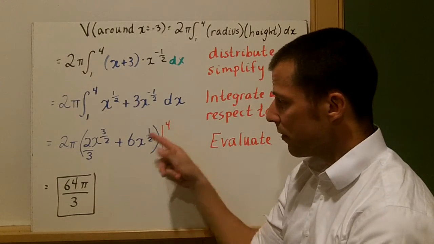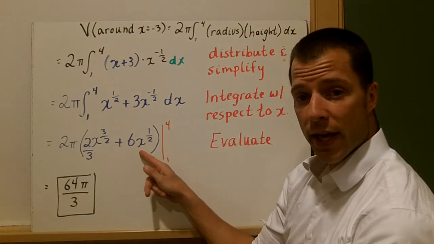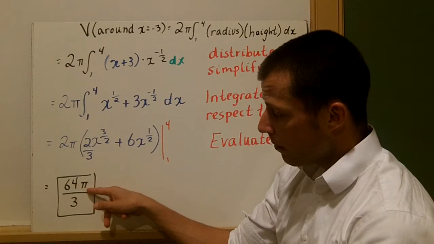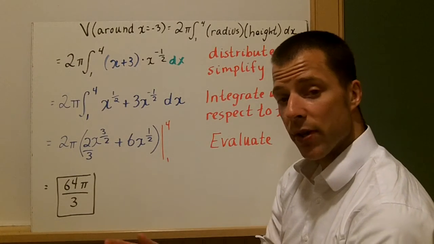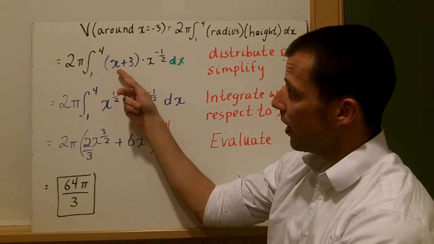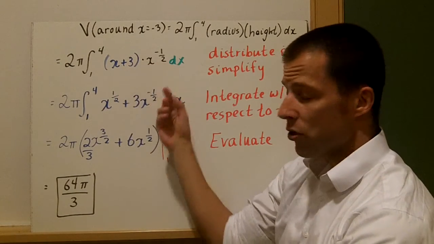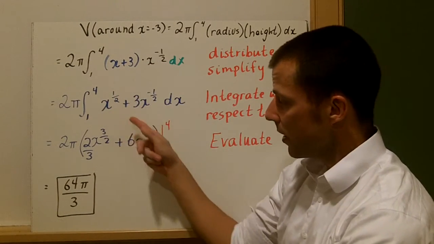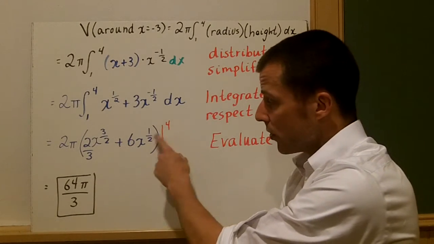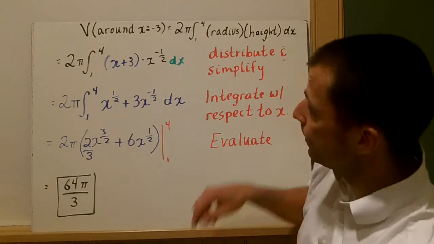So what we do is plug in 4 for each x, and we subtract off what we get when we plug 1 in for each x. When you do that and simplify, you should get 64 pi over 3. Okay, so that's the volume. Again, we set up our integral, and this becomes x plus 3 because it's really x minus negative 3. We distributed the function through, and then we integrated. The last thing you want to do is evaluate by plugging 4 into this function and subtract off when we plug 1 into this function.